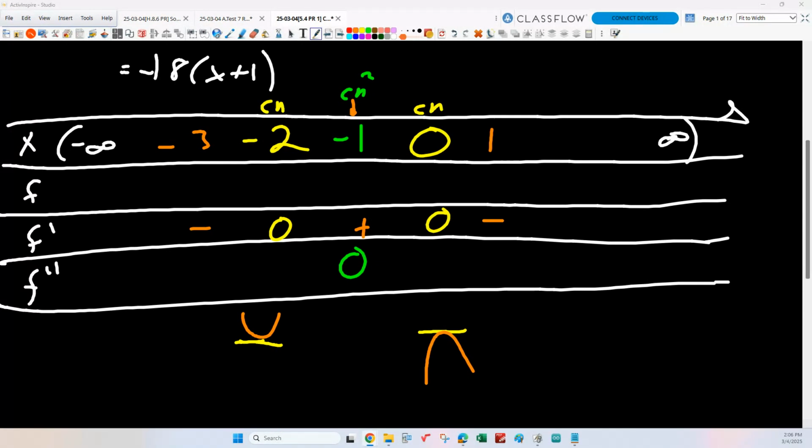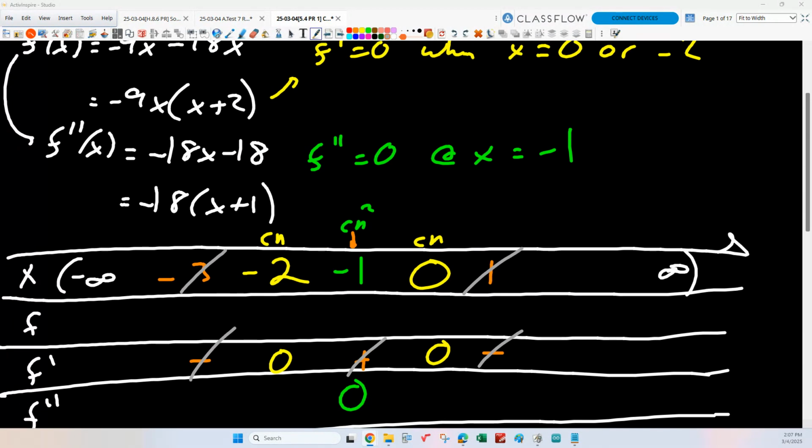That was fine. But I had to pick a bunch of extra points to do that. Turns out I didn't need any test points if I used the second derivative test. Here's the second derivative test. We can forget about all this stuff. We can just cross all this stuff off. And instead, we can just find the sign of the second derivative at each of our first derivative critical numbers. What is the sign of the second derivative at -2?